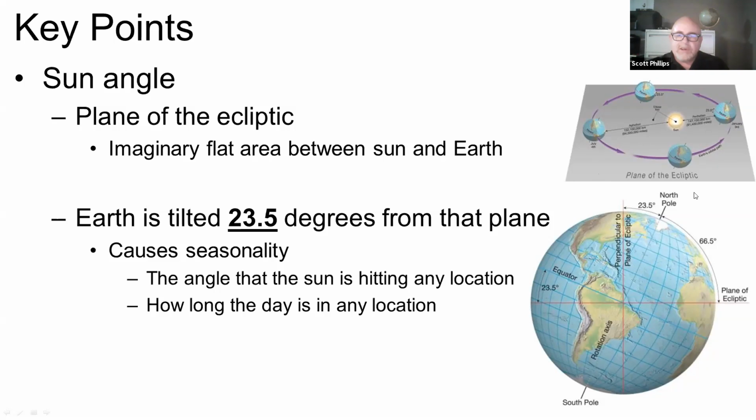Right? Now, we mentioned this plane of the ecliptic. This is an imaginary flat area on which the Earth is moving around the Sun. And the Earth is tilted at 23.5 degrees from that plane. And I want you to note that number, 23.5 degrees. We'll be talking about it in just a moment.